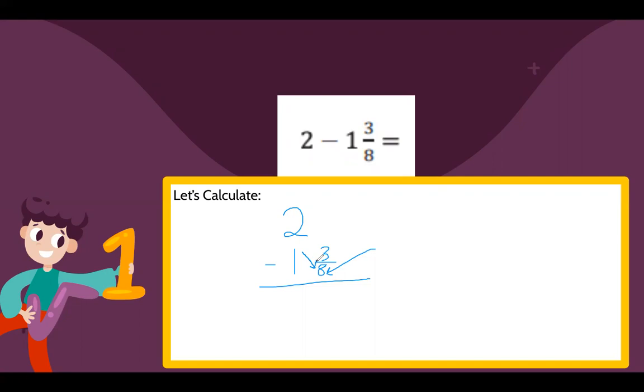Okay, so see this 8? It's right there, right there, right there. That's going to tell us that our denominator is going to be 8. Oh, we have to regroup. And our numerator is going to be 8 because 8/8 equals 1, and we took 1 away from the whole number. So 8/8 minus 3/8 equals.